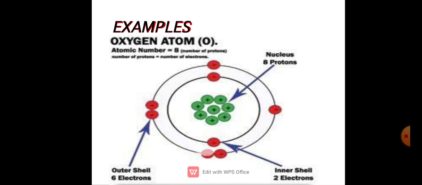Why? Because the positive and negative charges cancel the effect of each other. Then the outer shell consists of 6 electrons and the inner shell consists of 2 electrons. As we previously discussed, we can find the number of electrons in a shell by the formula 2n square. For the first shell we can accommodate 2 electrons, and in the second shell we can accommodate 8 electrons. But in this case, oxygen has atomic number 8, so its outer shell consists of 6 electrons. 6 plus 2 makes 8 electrons.